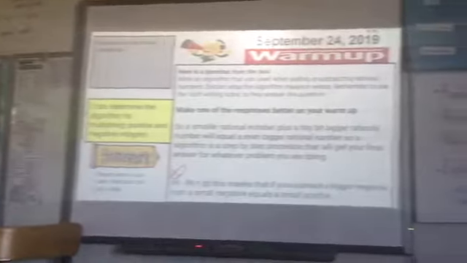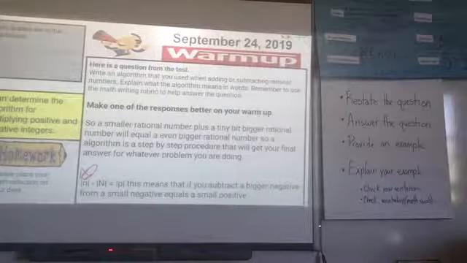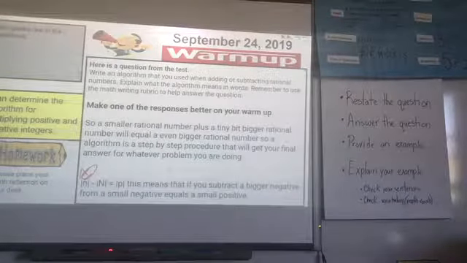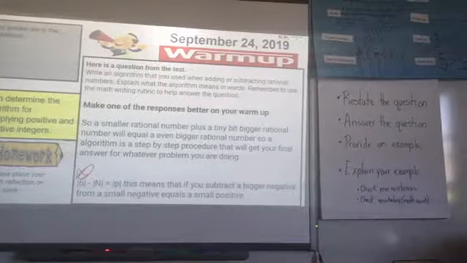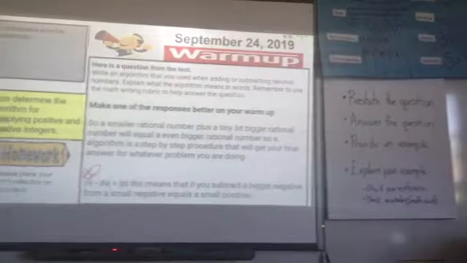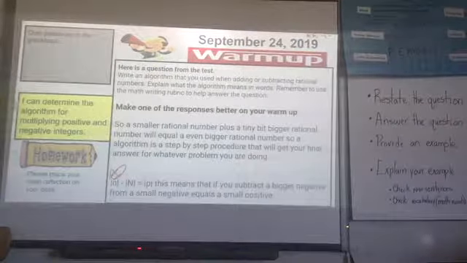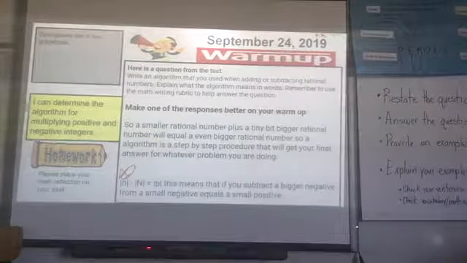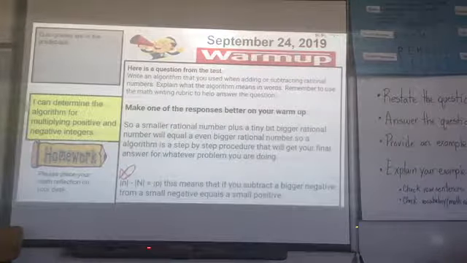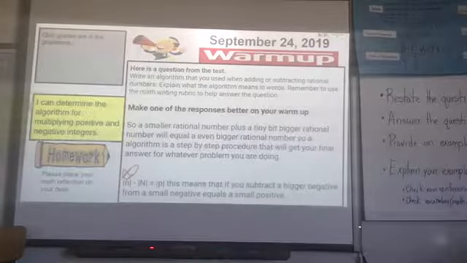An algorithm I use when adding or subtracting a rational number is -10 subtract -11 equals 1, which is also equal to a smaller negative subtract a bigger negative equals a smaller positive.